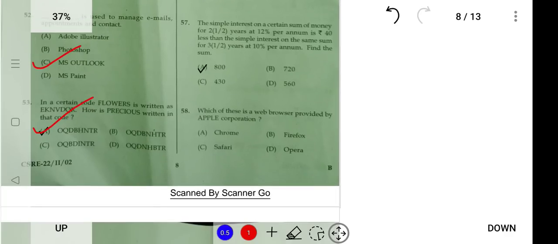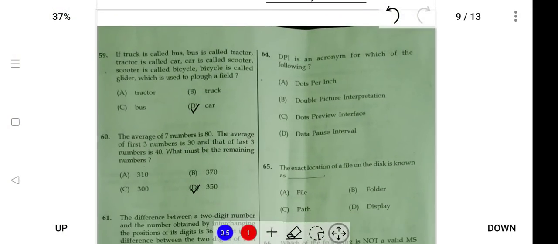Which of the following browsers is provided by Apple Corporation? It is Safari. Next, question number 59. If a truck is called a bus, and a tractor is called a car, which is used to plow a field? So it is car.